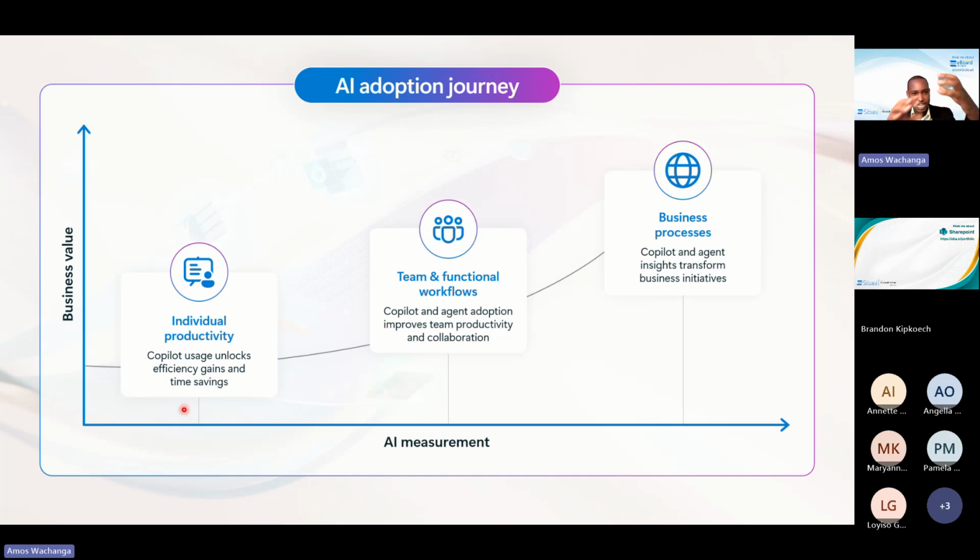So how we've seen the AI adoption journey in most organizations, it's first we look at individual productivity, where you start using Copilot by just asking basic questions, helping you save time to find information. And then there's the other aspect, which is team and functional workflows.